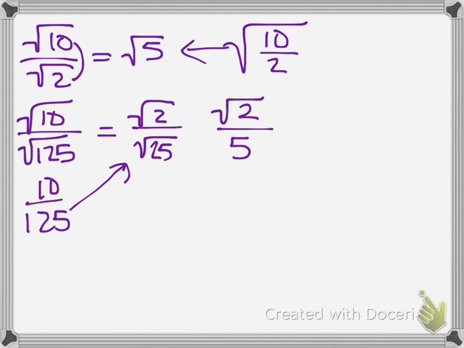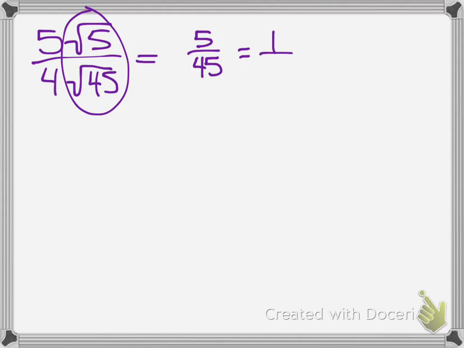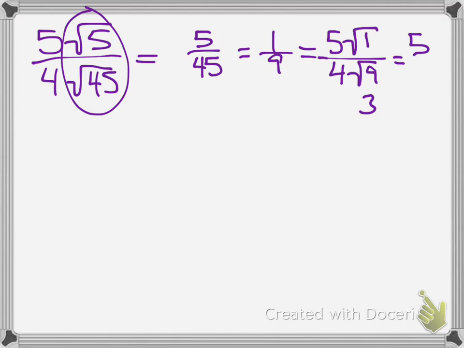So what happens if I have some numbers in front? Let's find out. Here's an example. What I would do on this one again is work with this part first. So 5 over 45, if I simplify 5 over 45, I get 1/9. So that means here what I've got is 5 times the square root of 1 over 4 times the square root of 9. The square root of 1 is 1, so 5 times 1 is 5. This would be 3, and 4 times 3 is 12. And so I would get an answer of 5/12.